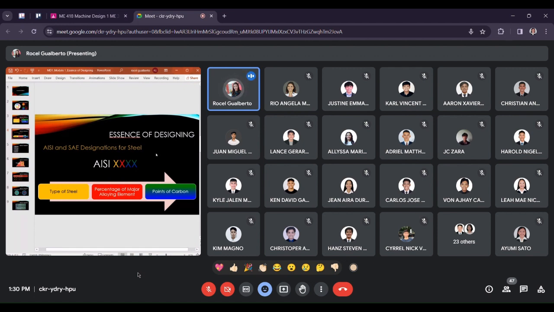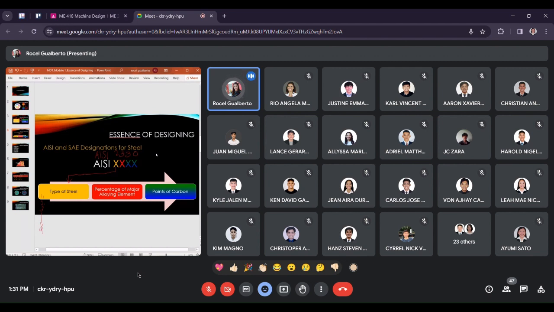For each number, I represent that as an X. For example, our sample is AISI 2330. Each digit we represent as X, and each digit has its own meaning. The first digit refers to the type of steel, and it can be from 1 to 9.